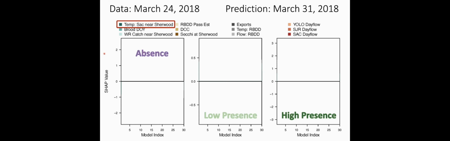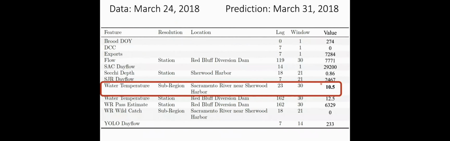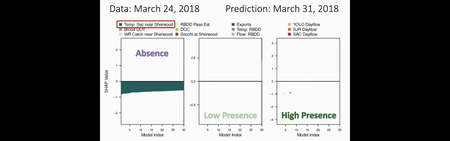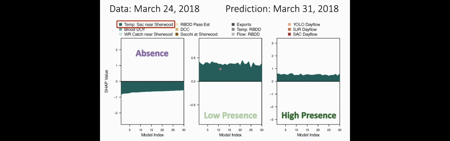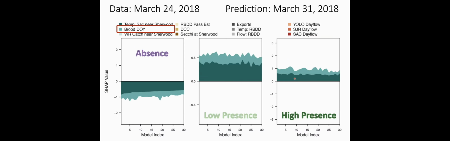So let's start with the most important variable overall in our model, temperature at Sacramento River near Sherwood Harbor. On March 24th, 2018, the value we would put in is 10.5 degrees Celsius, which is pretty cold. Given that it's cold, the model says that means we do not think they're going to be absent. That is not a good classification to make. We do, however, have a lot of weight towards low presence and a pretty decent amount of weight towards high presence. We can then move to the second most important feature, which is day of year.